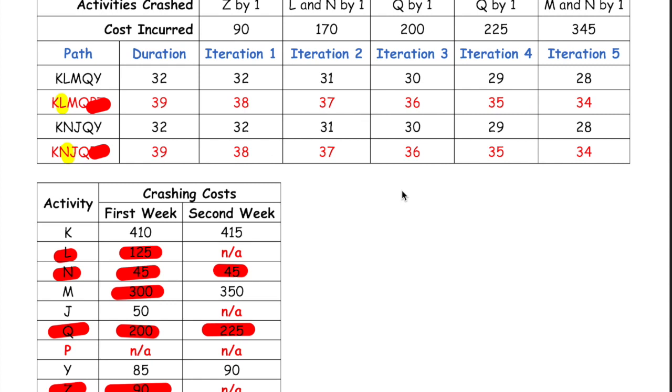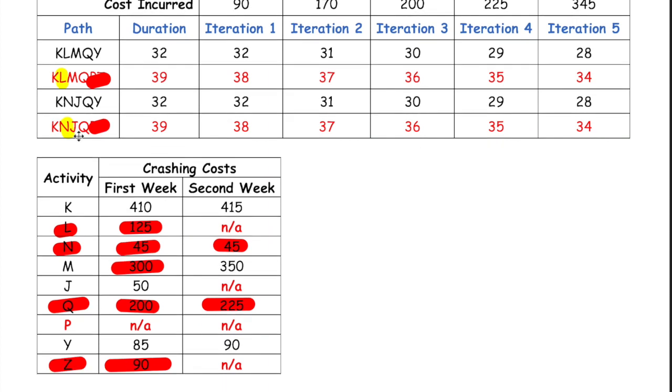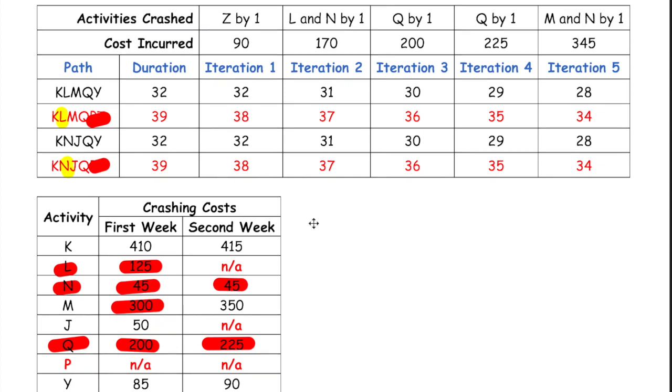The next time around, if we try to accelerate both these 2 paths, on the first path, we would be obligated to crash activity M, simply because it's the cheapest with a cost of 350. And on the second path, we'd want to crash activity J, simply because it is the cheapest with a cost of 50. But this time around, understand that the combined cost, 350 plus 50, 400, exceeds the penalty of 375.